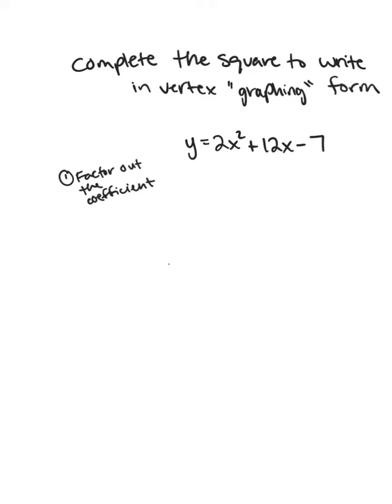So we're going to take a factor of 2 out of the first two terms of our equation. If we take out a 2, we'd be left with x squared plus 6x in our parentheses. And now we are going to turn this middle part of the parentheses into a square. So I'll set up my square. X squared goes in the bottom corner.